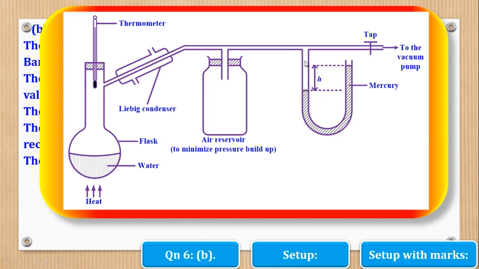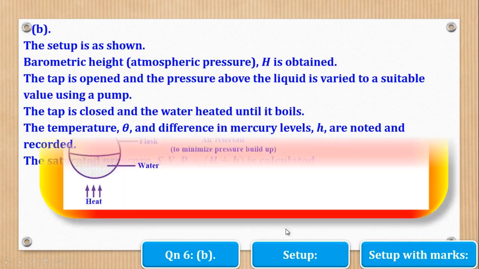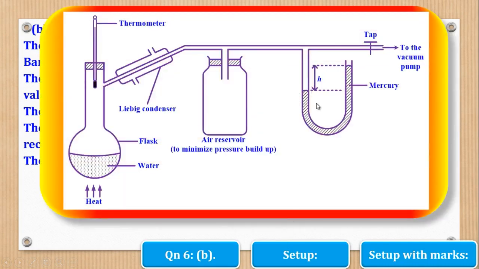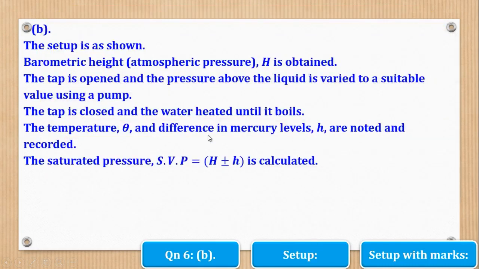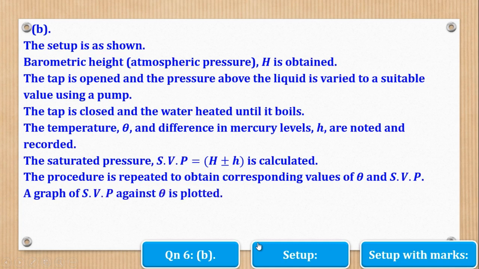If this one is above and this one is below, it means that saturated vapor pressure will be capital H minus small h. So that is why we put here plus or minus, depending on the level of the mercury in the closed manometer. The procedure is repeated to obtain the corresponding values of theta and saturated vapor pressure. After that, you plot a graph of saturated vapor pressure against theta.